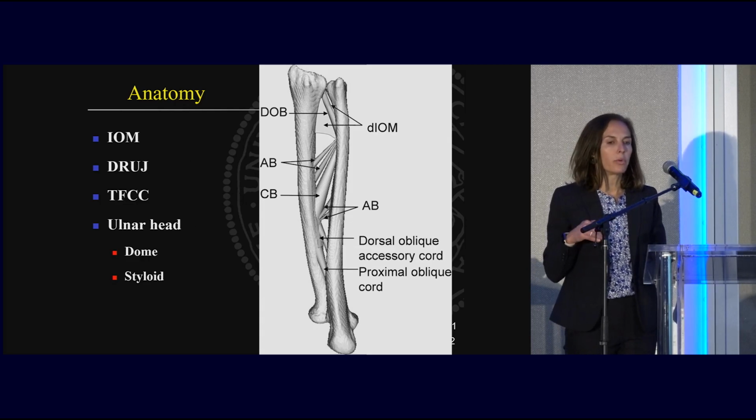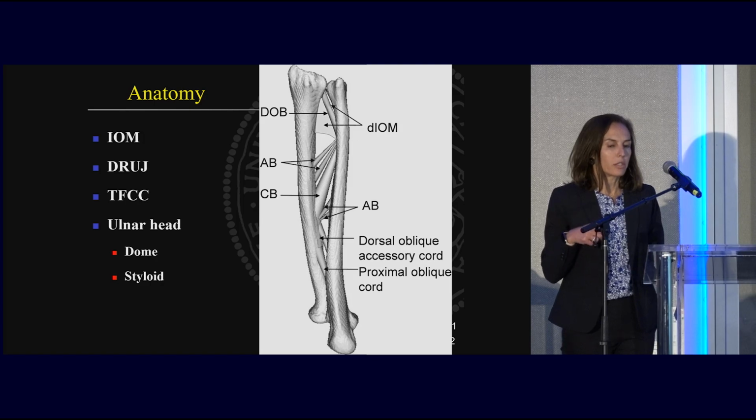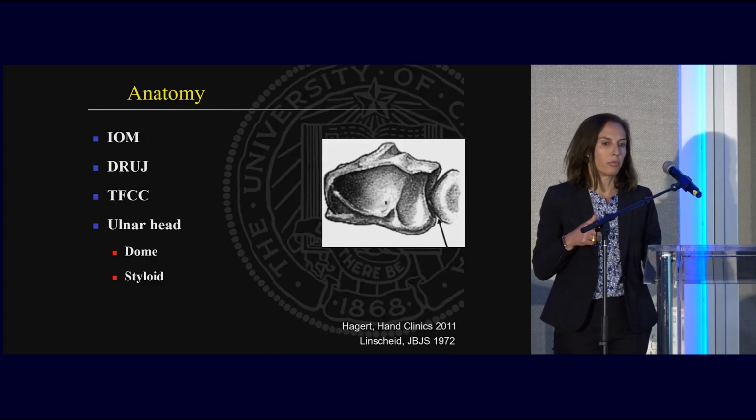I think we all know when looking at the anatomy, there's a lot of anatomy that you don't see on an x-ray that helps to stabilize a distal radial ulnar joint, whether it's part of the interosseous membrane, which is that dorsal oblique bundle that you see on the distal aspect, the TFCC, and then certainly the ulnar head, which is primarily the styloid and the dome.